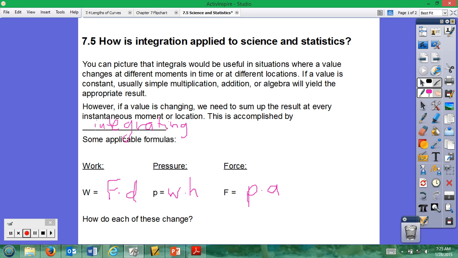So these things all change, because perhaps when you're looking at work, you're applying an amount of force that varies as this displacement occurs. The example we'll look at in the book is you're pulling up a leaky bucket, and as you're pulling that bucket up, water is leaking out of it, so there's less weight as you go, so there's a different amount of force necessary at each moment that you're pulling it up.